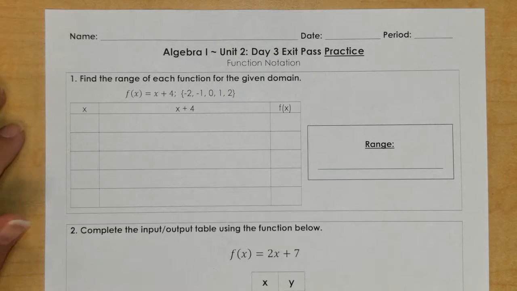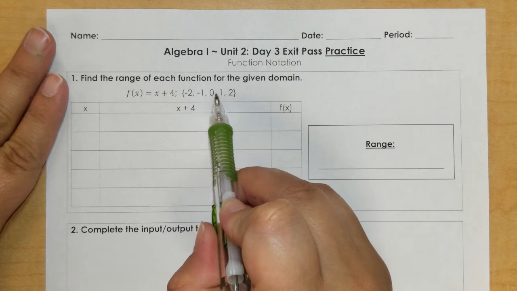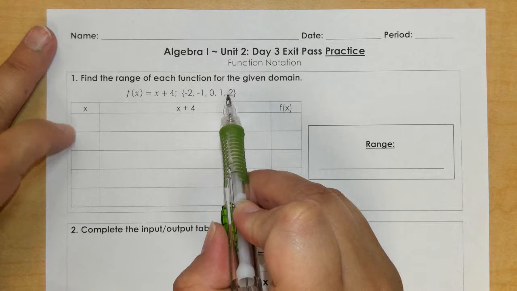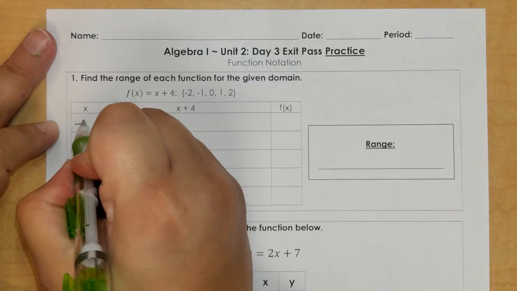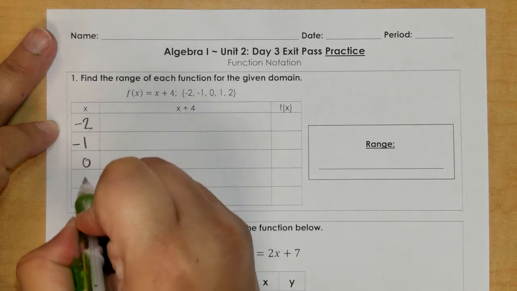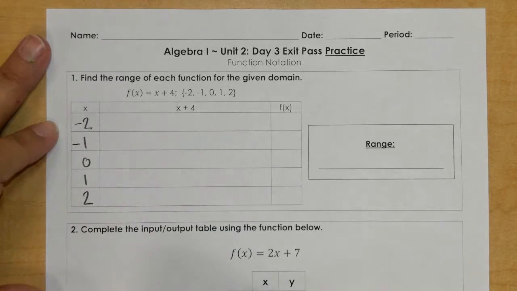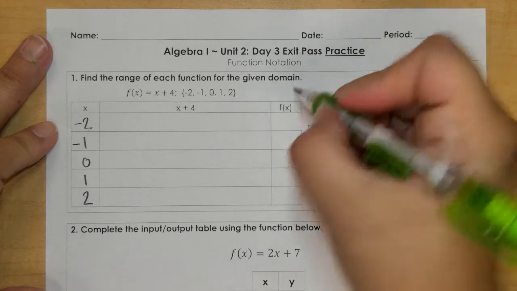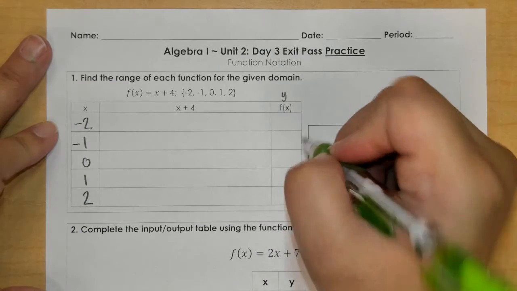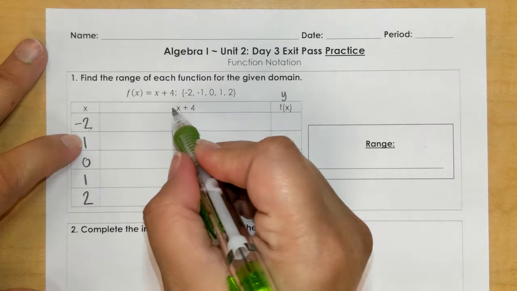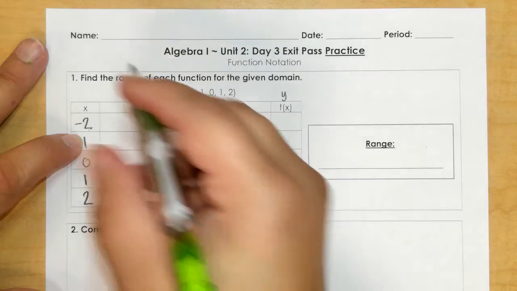For the day 3 exit pass, it says number 1, find the range of each function for the given domain. This is your given domain right here. I'm going to fill this in for the x values. My goal is to find the y value or the f of x value here. So I want to plug these numbers into the x here and then add 4 to each one.